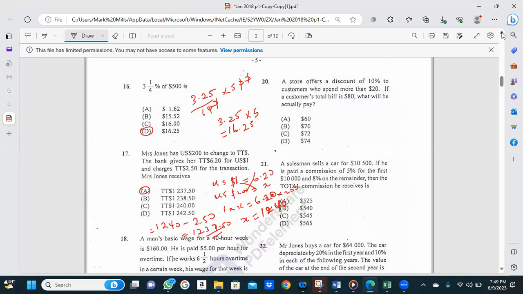And over 100 times the 80. So you find 10% of 80, so 10 over 100 times 80. That gives me 8. So it had been 80, but then you subtract the 8 from the 80, 80 minus the 8, which gives me 70.